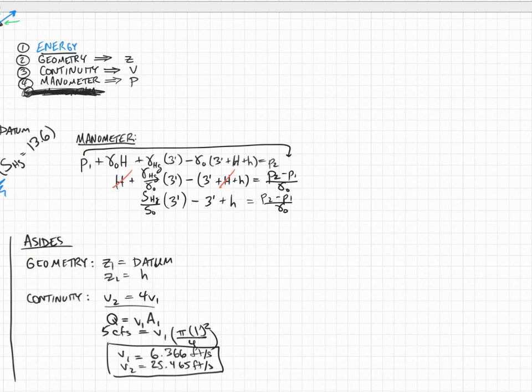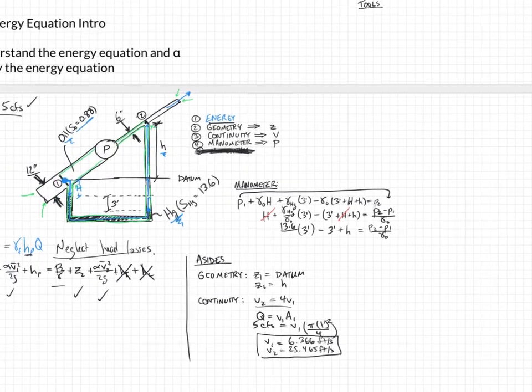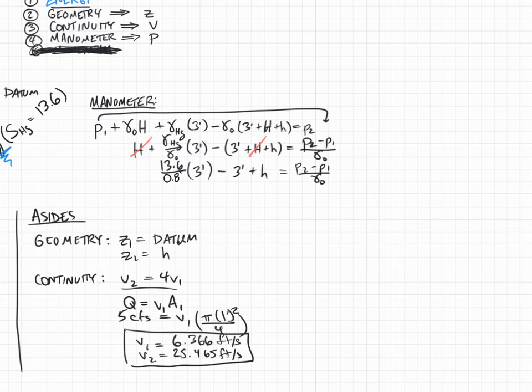Right? And I should have just now, instead of S Hg over S oil, put in 13.6 over the S of oil, which is 0.88. Okay? So I'll write this finally as P2 minus P1 over the gamma oil equals 43.36 feet minus H. Whew. All right. So now we've got something about P2 and P1.